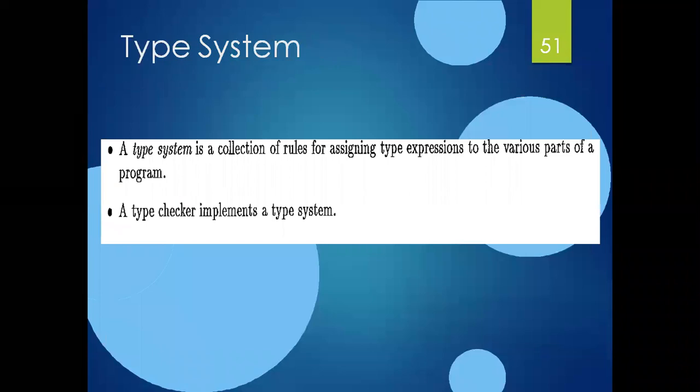And finally, type system. A type system is a collection of rules for assigning type expressions to the various parts of a program. Here the type checker implements a type system. Make a note of this. The type checker implements a type system.